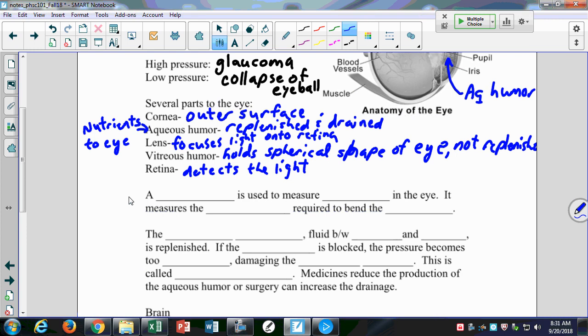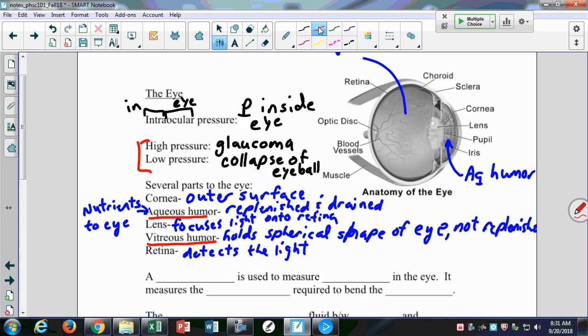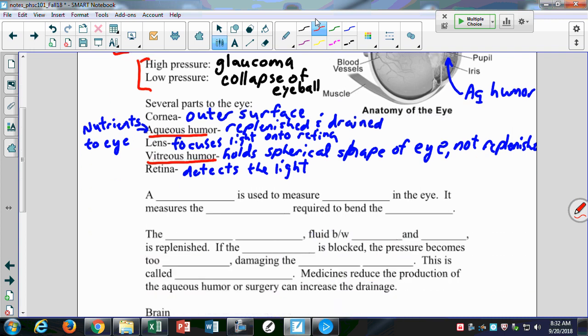So for the test, I want you to know the aqueous humor, the vitreous humor, these issues of high or low pressure, the concept of intraocular pressure, that's the pressure inside of the eye. The other stuff has to do with detecting light, and we'll get to that, I think, in chapter 7.